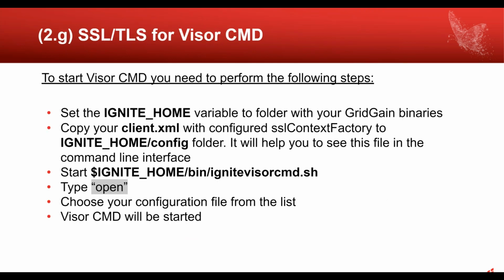Okay, Visor CMD is a common monitoring tool that we can use for Apache Ignite and GridGain. On the current slide, you can see how it can be configured. You need to have the GridGain or Ignite binaries. You need to set the environment variable IGNITE_HOME to this folder. You also need to prepare the client XML file that will be used by Visor CMD. After that, you need to run the script, press tab, and choose this client XML from the list that you will see on the screen. And that's all. We will see it in an example.